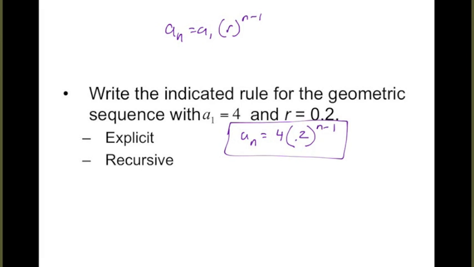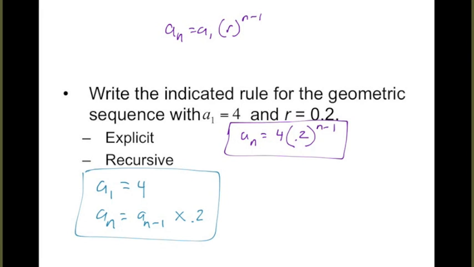And then our recursive rule tells us where to start and what to do after that. So after 4, after the first number, we want to take the last answer and multiply it by 0.2. Okay, and then geometric, we're multiplying by the same thing as we move through the line of numbers.